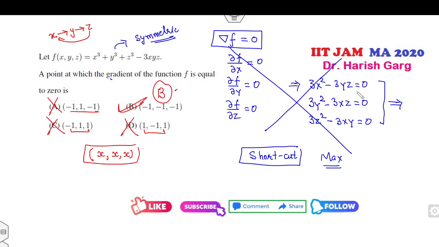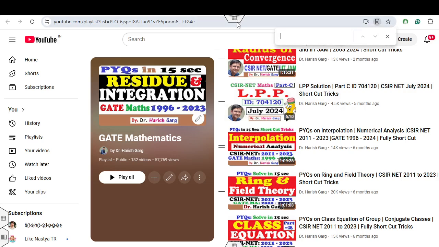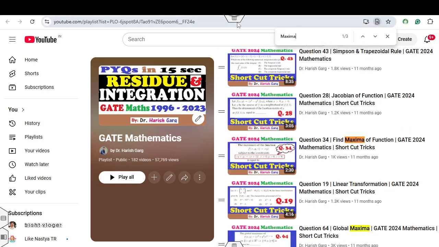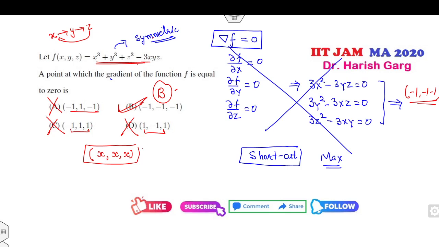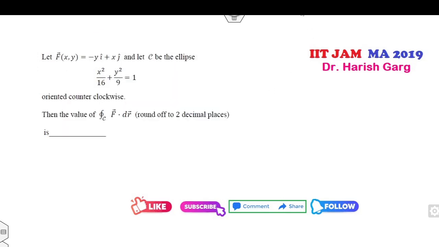Otherwise, you can try to solve the problem. Again, you will get the answer as minus 1, minus 1, minus 1. But there is no need because the function is symmetric. So you will get the right answer in a couple of seconds. For more detail, I recommend you watch my lecture on maxima and minima. Let me check. Yes, you can watch my lecture on IIT JAM and GATE maxima and minima. You will get the answer within 15 seconds and you will see the beautiful shortcut trick I explained. Okay, look at this another one.